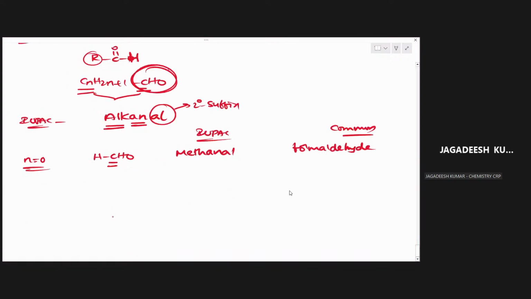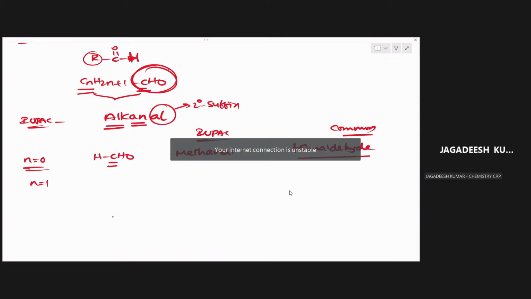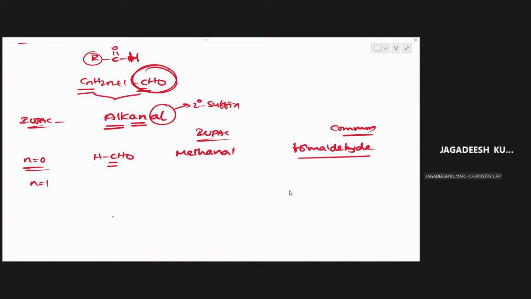Sir, can you repeat the common name again? The common name is formaldehyde. Common names don't have any rules. I told you in the starting, based on the source or the process of preparation, they keep the names. Those are common names. But IUPAC names we definitely write according to rules only.